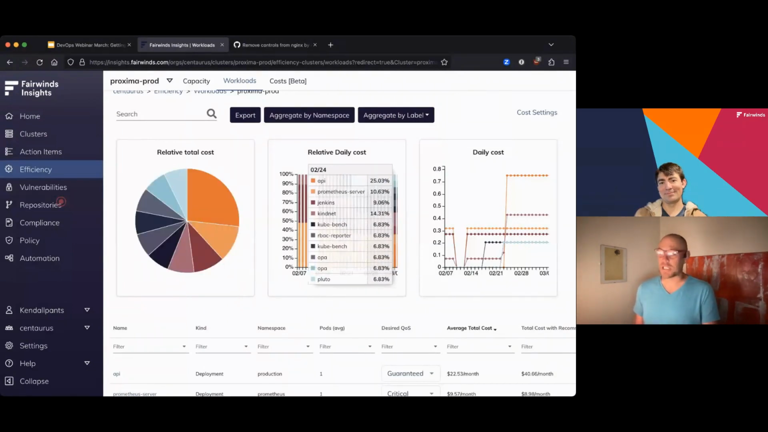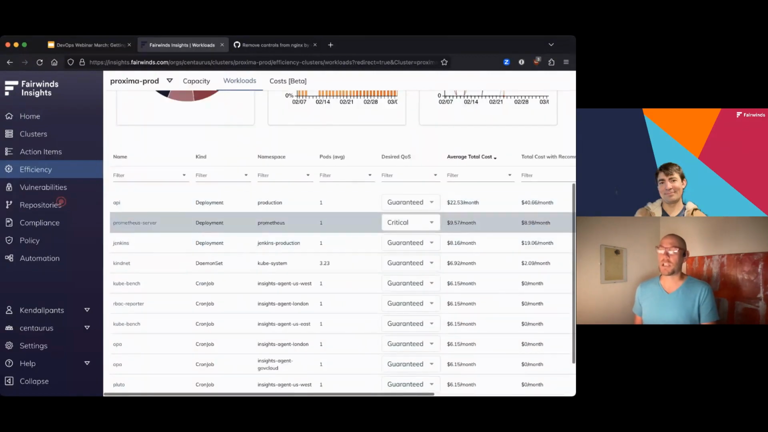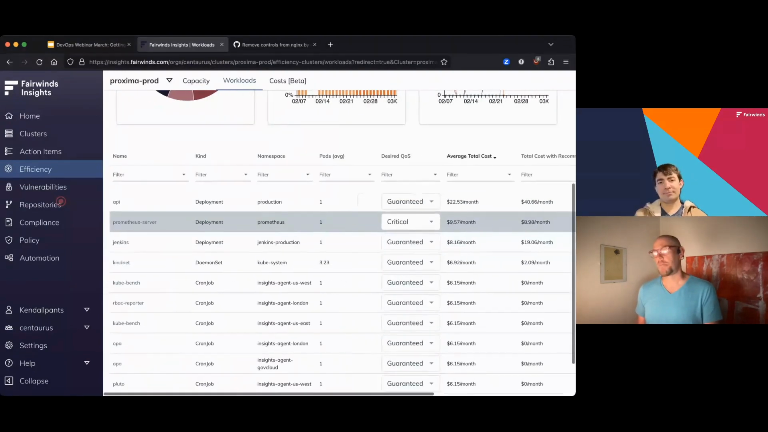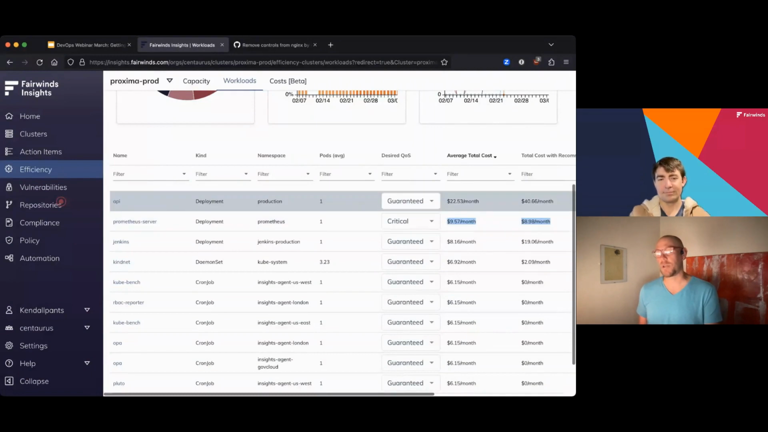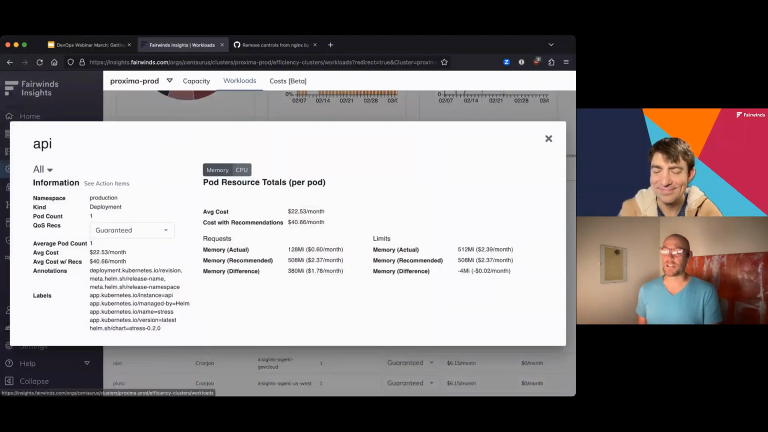The relative daily cost as we go throughout this, the daily cost over time, and then here you see the quality of service, right? So here's a critical workload, and it's Prometheus server, which we are giving a recommendation around the average total cost. In this situation, we're saying you can save a bunch of money. Now you'll see up here, we're telling you to spend more money because you want a guaranteed quality of service on the API. And so we think you should improve that and change that.